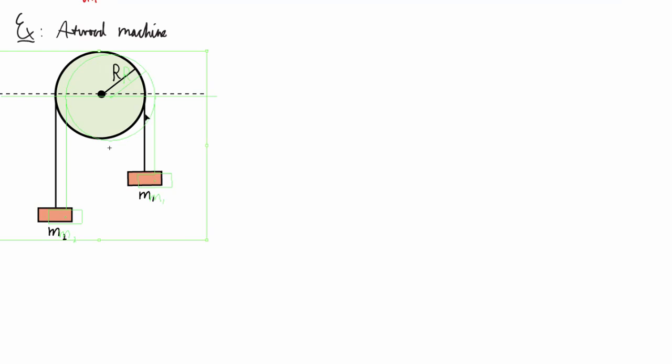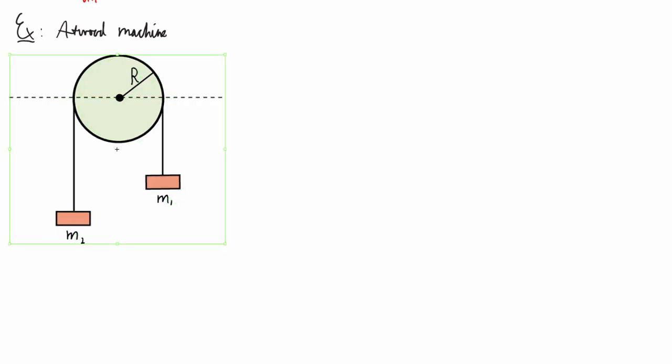That's what the Atwood machine looks like. And the way we define things is that we have generalized coordinates x and y, which are the distance of each of these two weights downward from this dashed line. There is, of course, a constraint here that is set by the length of the string.